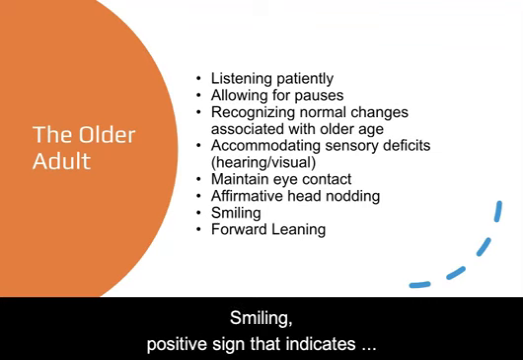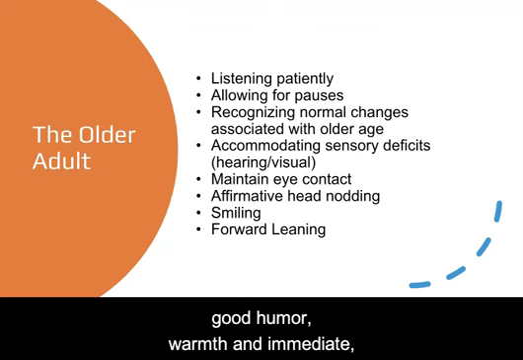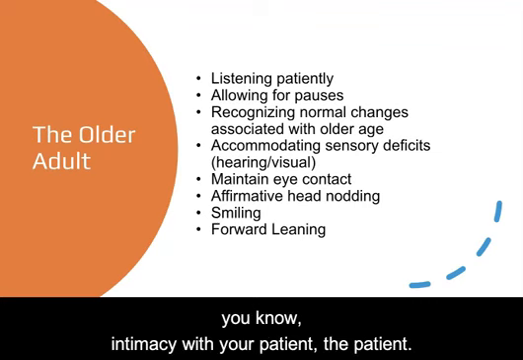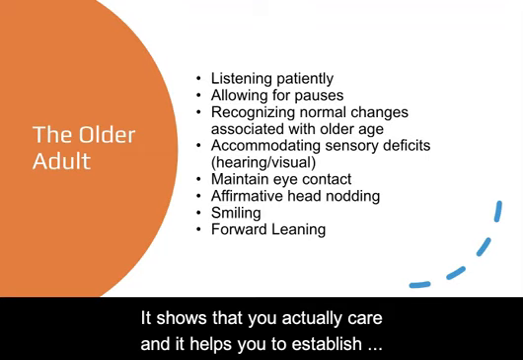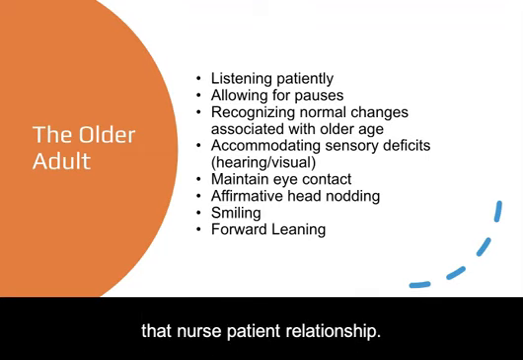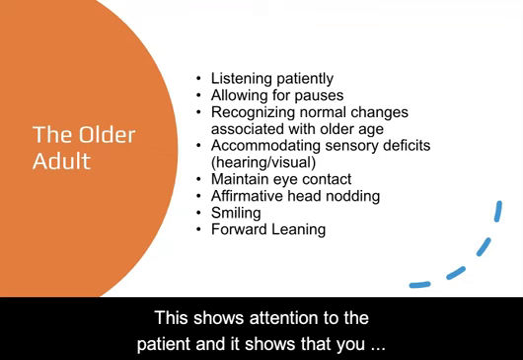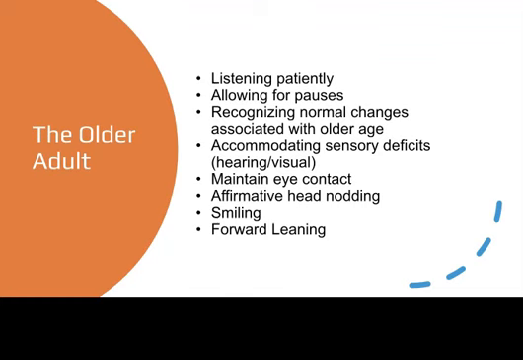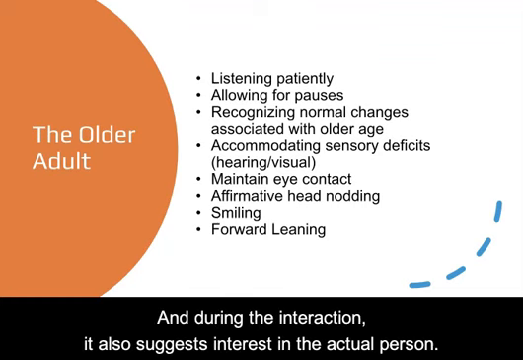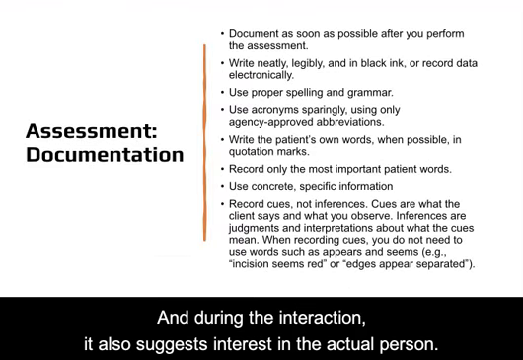Smiling, a positive sign that indicates good humor, warmth, and immediate intimacy with your patient. It shows that you actually care, and it helps you to establish that nurse-patient relationship. Forward-leaning shows attention to the patient, and it shows that you care, and during the interaction it also suggests interest in the actual person.